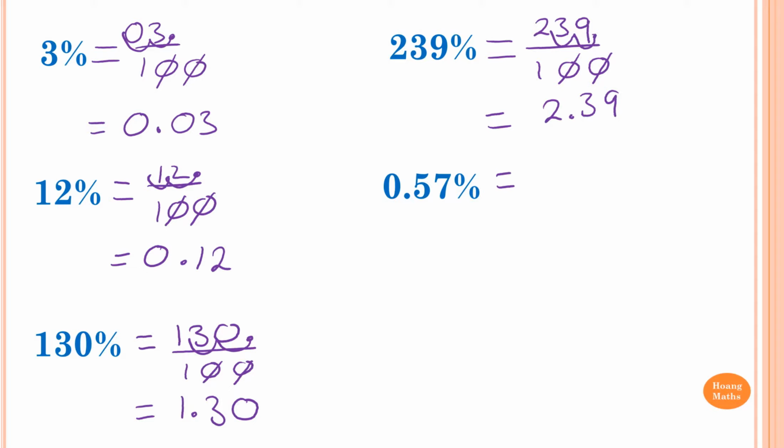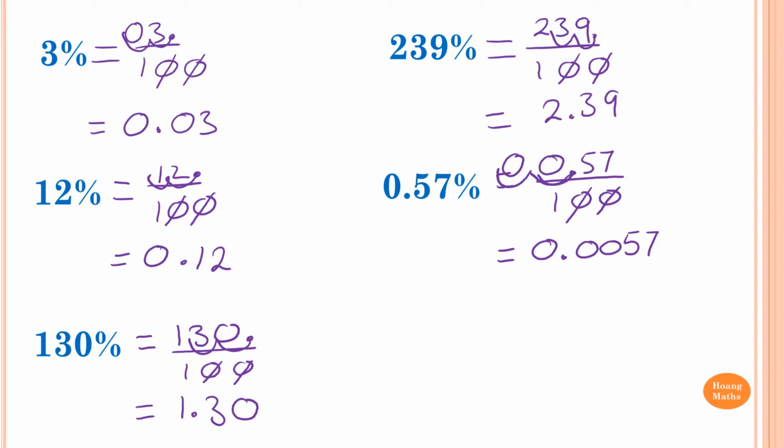0.57%, it means 0.57 per 100. So what you do, move the decimal point 1 unit to the left, you cancel this 0 out, add a 0, and move another one, I cancel this 0. So this means that 0.0057. So 0.57% is equal to 0.0057.